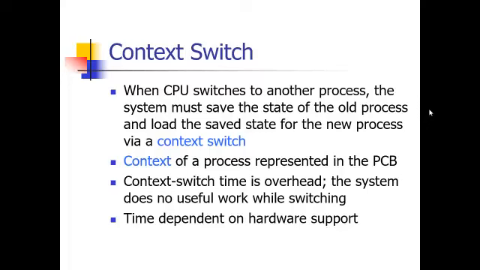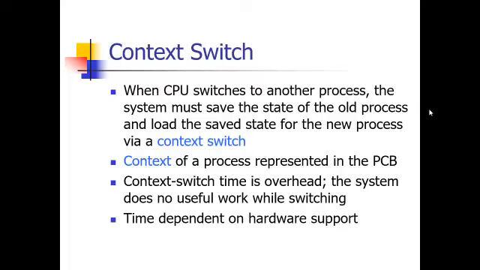So how does this context switch happen? When a particular process terminates, that process needs to save its state in the process control block, and then the new process needs to be executed. That process and its state should be loaded for execution. So that is also actually process switching. We call it a context switch.